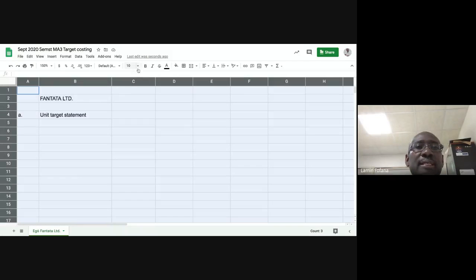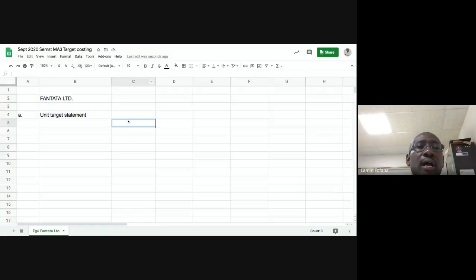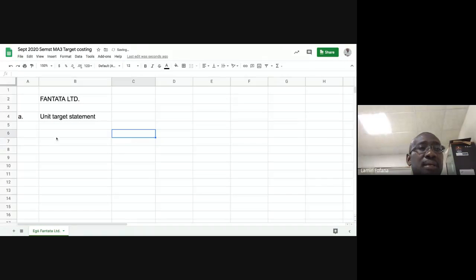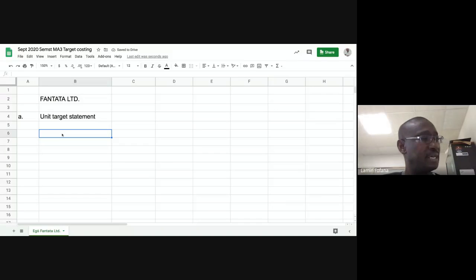So what's the first thing that comes on this statement? I'm going to increase the font size to 12 instead of 10. So I highlight the whole worksheet. You click on here to highlight the whole worksheet, and then you choose your font size. So I'm going to choose 12. Okay? So that will make it big.